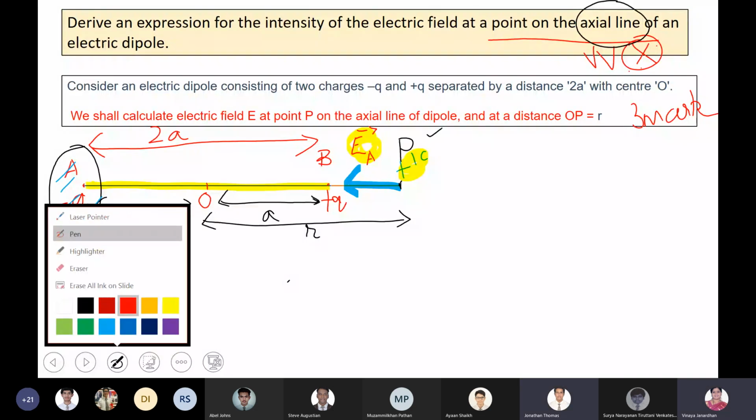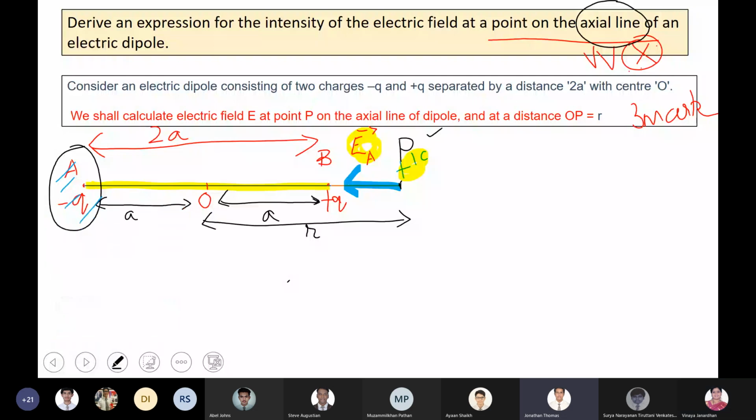Ma'am, in the diagram, now tell me, should we add these two? Yeah, you have to add. Keep adding. Your diagram should be complete, then we'll know what it is.